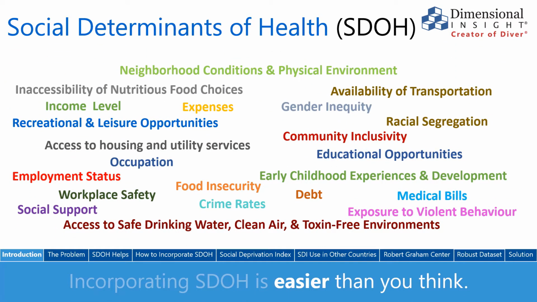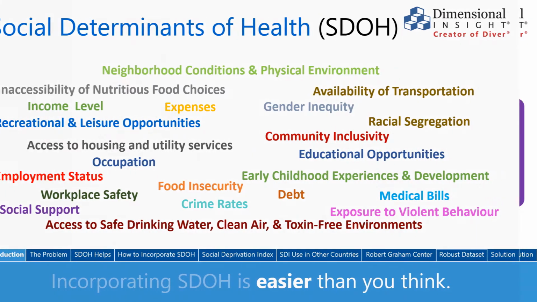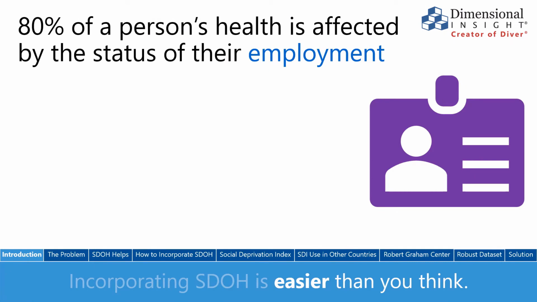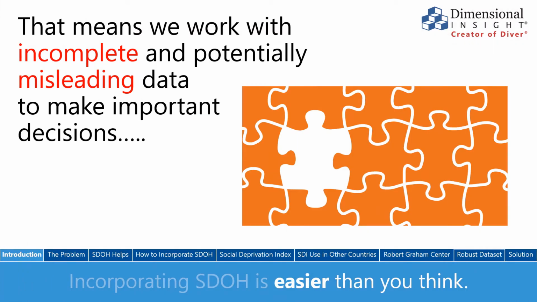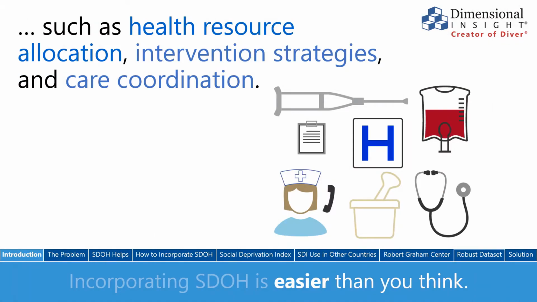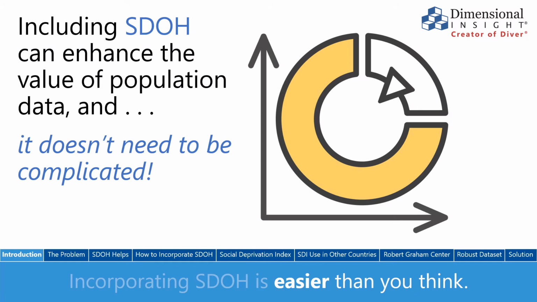As our understanding of population health evolves, so too does our appreciation for the social determinants of health. 80% of a person's health is affected by the status of their employment, income, and housing. Yet, we mostly use information collected in healthcare settings which only accounts for 20% of health status. That means we work with incomplete and potentially misleading data to make important decisions, such as health resource allocation, intervention strategies, and care coordination.